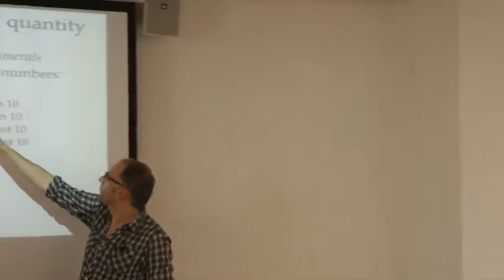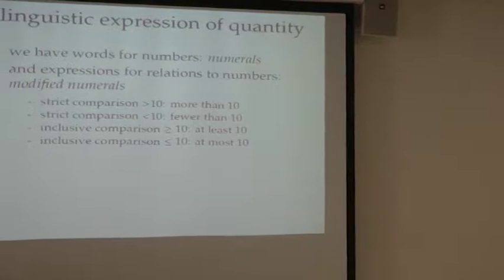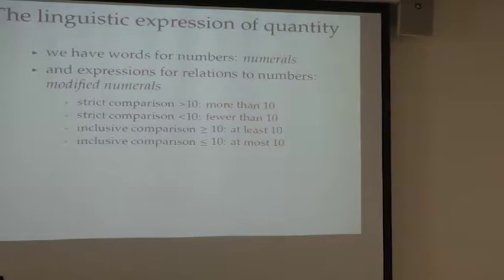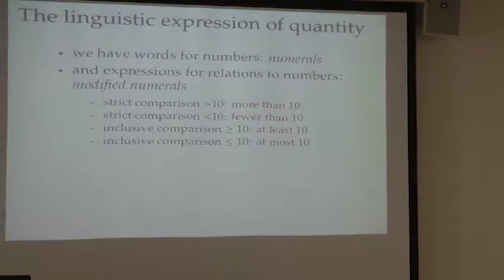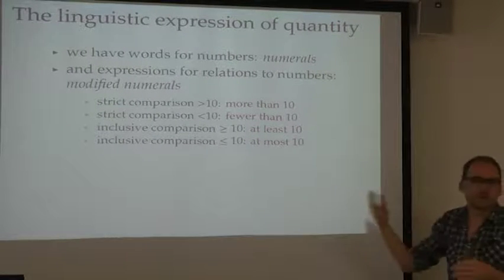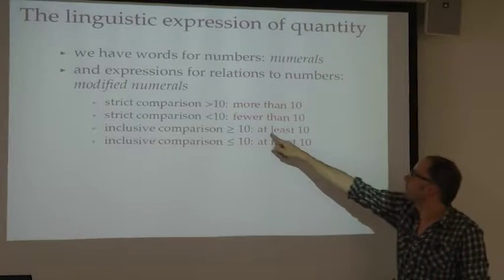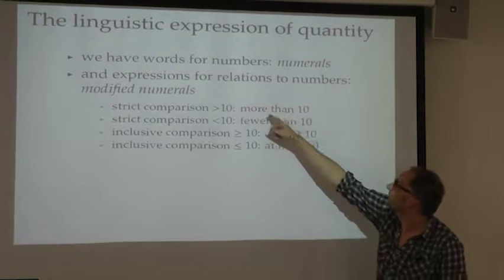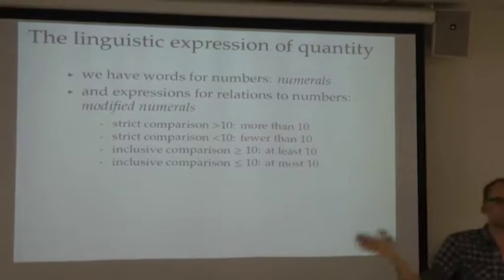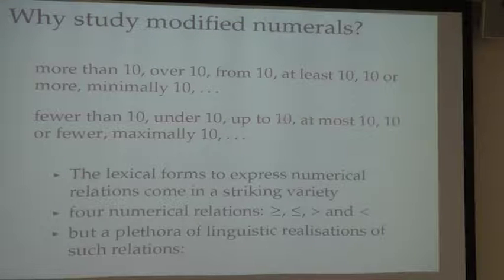I call them modified numerals, and I call things like more than and things like at least modifiers. But bear in mind that I don't use the term modifier in any technical way. They might not be modifiers. It's just a handy catch-all phrase for these kinds of things. These guys are probably modifiers. There are some arguments that say that these guys aren't strictly speaking modifiers, but I'll call all of these modifiers.